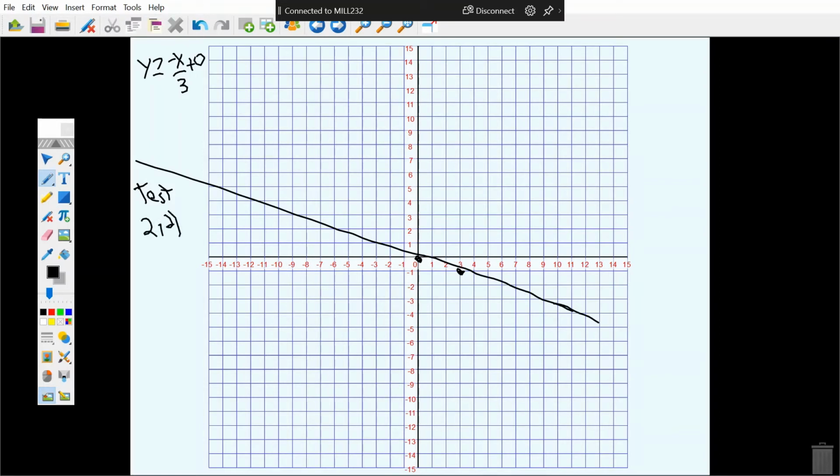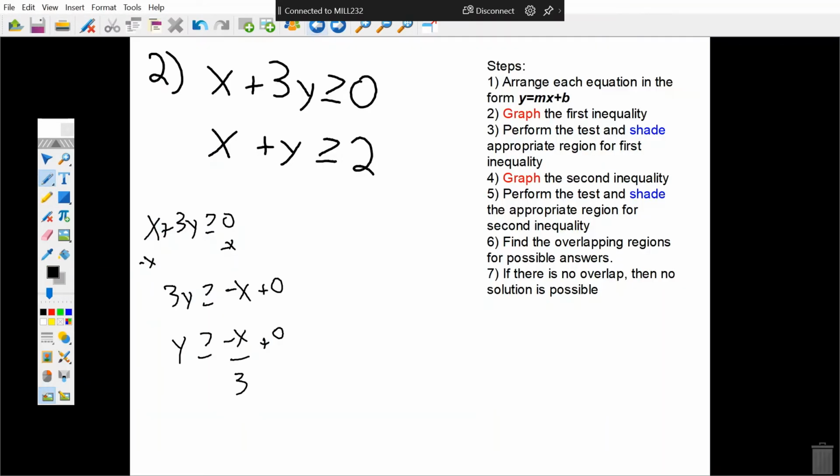2 and 2. So I'll be left with 2 is greater than negative 2 over 3, if I sub a 2 in for x and a 2 in for the y. Is 2 greater than negative 2 over 3? Yes, it is. So that means that because this test point was valid, I get to shade in everything above this line. Like so. Now we go back and we do number 2.